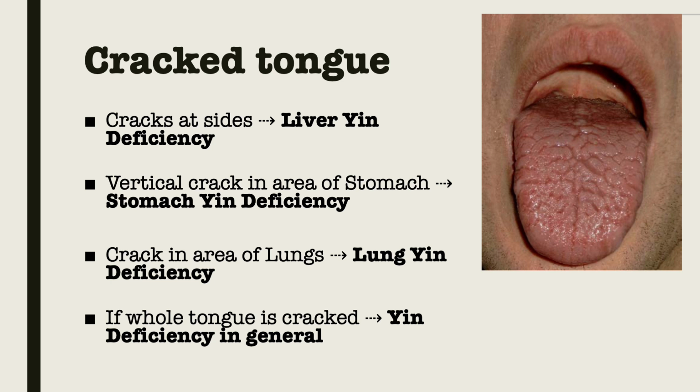Cracks at the sides indicate liver yin deficiency. A vertical crack in the area of the stomach reflects stomach yin deficiency. A crack in the area of the lungs represents lung yin deficiency. If the whole tongue is cracked, this indicates yin deficiency in general.